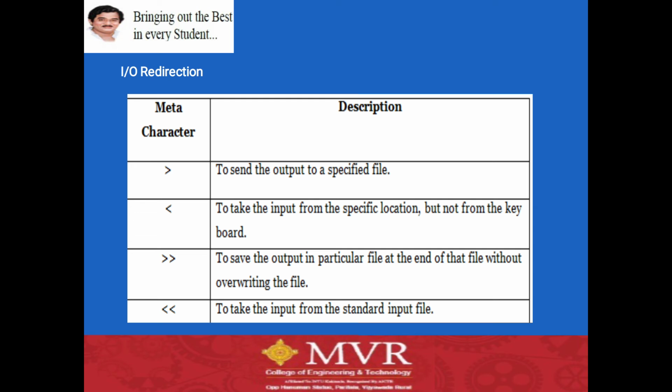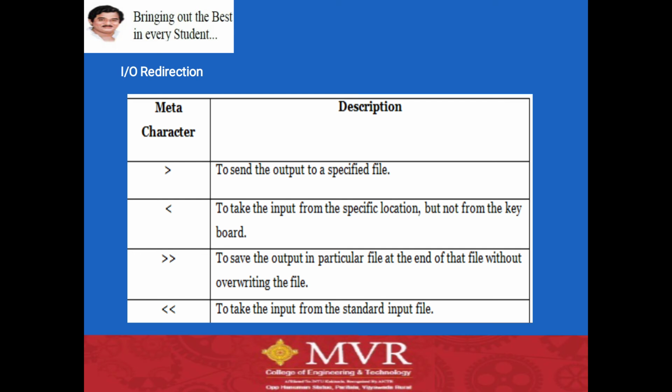Then double greater than, we already know cat double greater than, that is called appending a file. We discussed in the earlier classes how to save the output in a particular file at the end of the file without overwriting the file. That is the important thing. Appending means adding new content. Already there will be some content in that file, but you won't disturb that content. What you will do is add some more content at the end of the file. That is called appending. That is called double greater than.